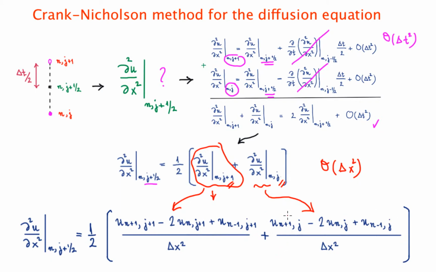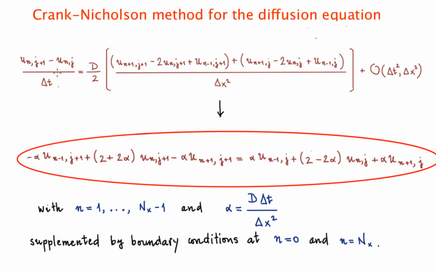Collecting all the information we had, both for the partial derivative of u with respect to time and for this one, and putting it in the same line, that's the result we have. This is the finite difference representation for the Crank-Nicolson method for the diffusion equation, and the accuracy of this approximation is second order both in time and space.